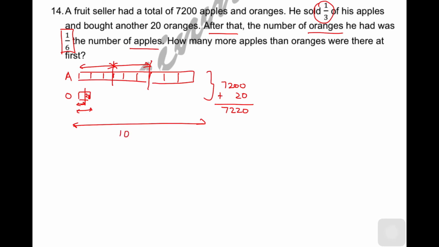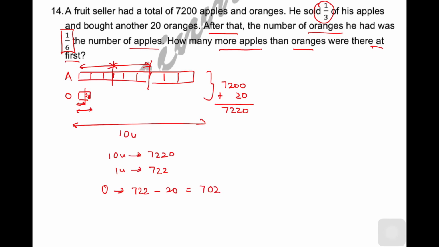So with this, we can write out 10 units is 7,220. 1 unit is 722. And now the question, they say how many more apples than oranges were there at first? That means before. So let's look at the oranges first. Oranges we have 722, but that's including the 20. So before that he didn't buy the 20.